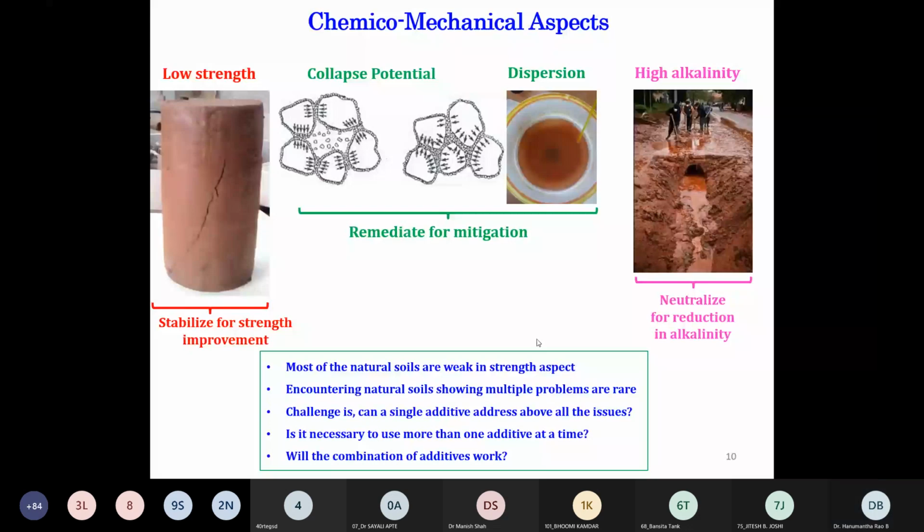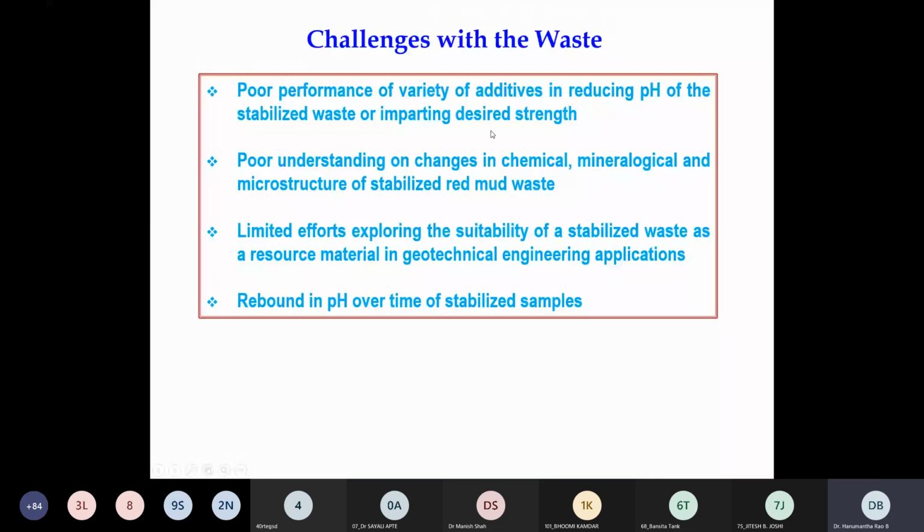As I told you, the other challenges include, suppose in terms of strength it is okay, but how to reduce the pH? There was not much understanding about the chemical, mineralogical, and microstructural aspects of these stabilized waste materials. It is still a gray area. Then limited efforts are made to explore the suitability of the stabilized material as a resource material in geotechnical engineering. That means once it is stabilized, we again need to ascertain whether the stabilized material is suitable for such engineering applications or not.